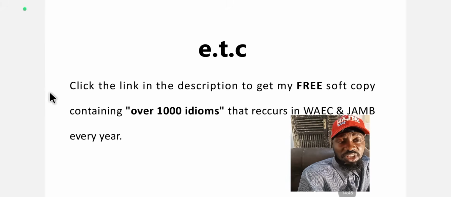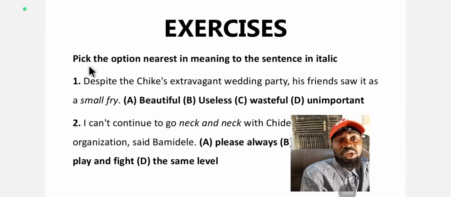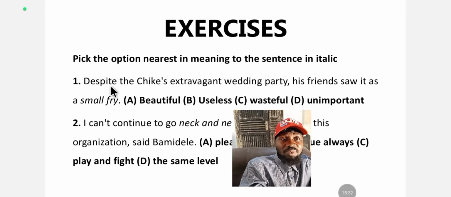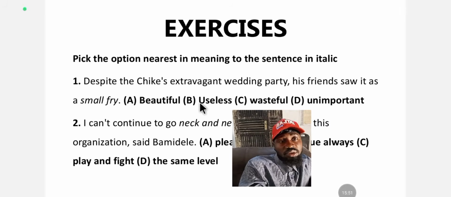Now that we have finished idioms, let's now take some exercises to test how well we understood this topic. Exercises. The instruction reads, pick the option nearest in meaning to the sentence in italic. Number 1. Despite the Shike's extravagant wedding party, his friends saw it as a small fry. A. Beautiful. B. Useless. C. Wasteful. D. Unimportant. What's your answer? You answered right. The correct option is option D, unimportant.